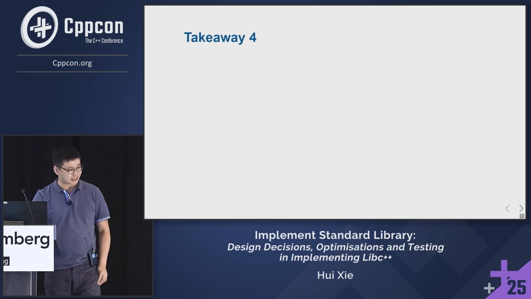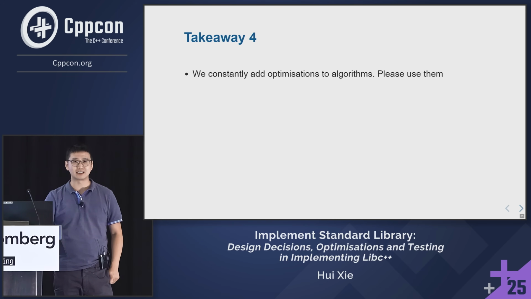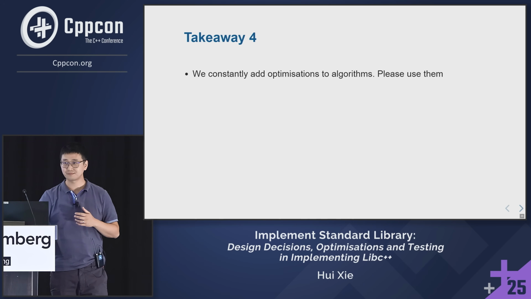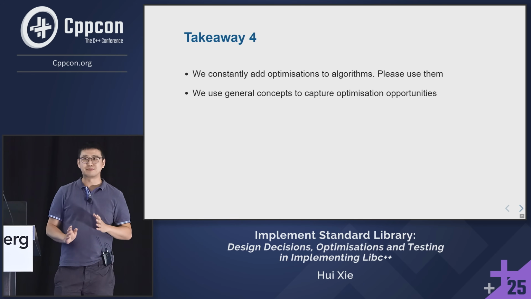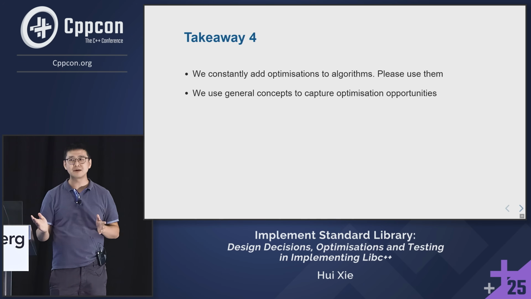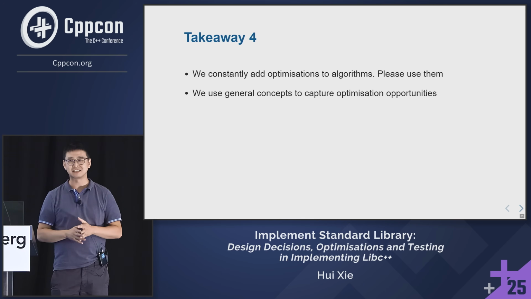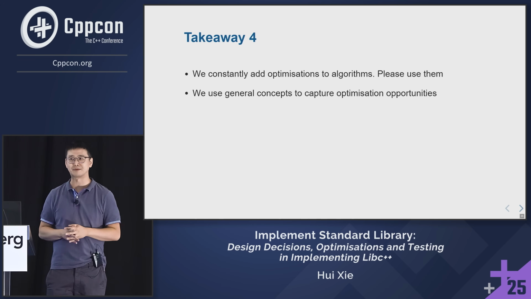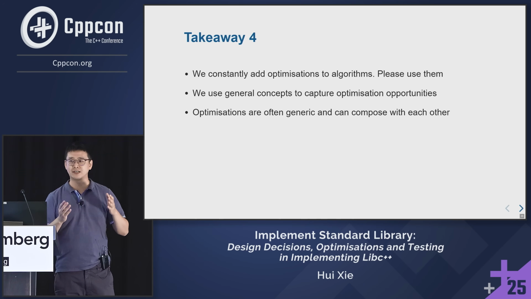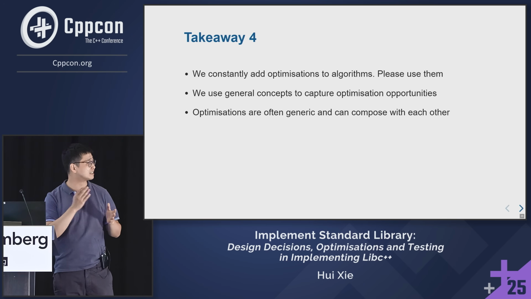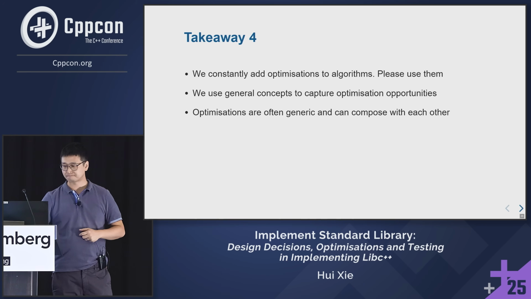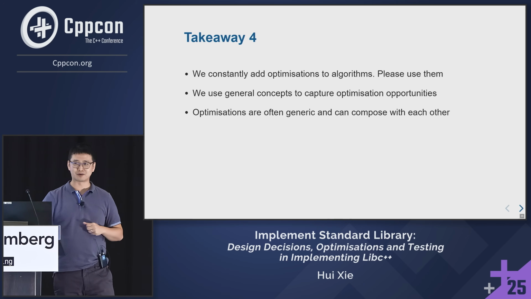So the takeaway of these two examples I'd like to share is that we constantly add optimizations to algorithms. Please do use them. And we do optimization based on concept. We don't just pick a type and say, yeah, we do it. We try to categorize them, trying to do generic programming on the concept, which is exactly what Bjarne was talking about this morning. And our optimizations are often generic and composable. So in this case, we can see we managed to reuse an existing optimization without any more work. So any question before I move on again?